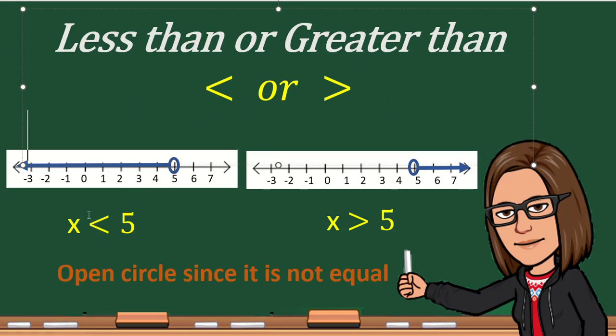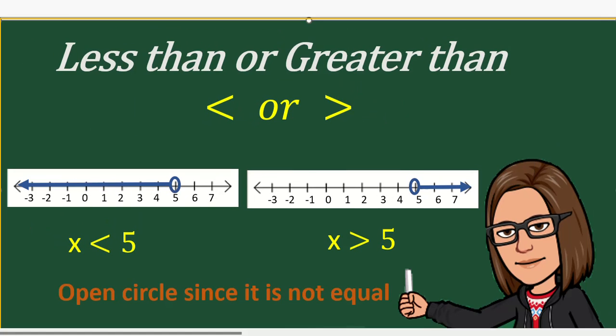And then this only works if the variable's on the left side. So you see how the variable's on the left side here? So since the variable's on the left side, it's x is less than 5. So then it's going to actually show you that it's going to go to the left. It's like an arrow pointing to the left. So let me show you how that works.